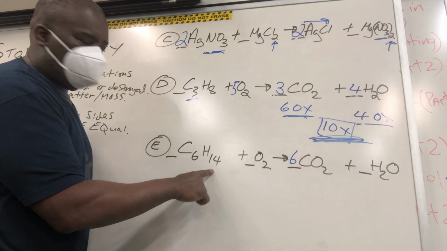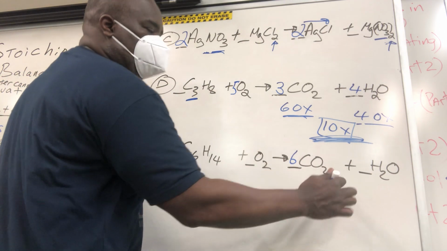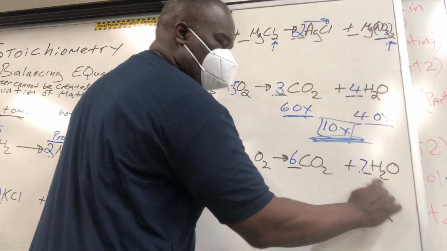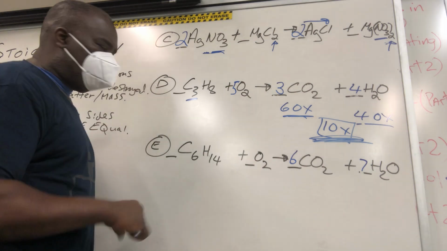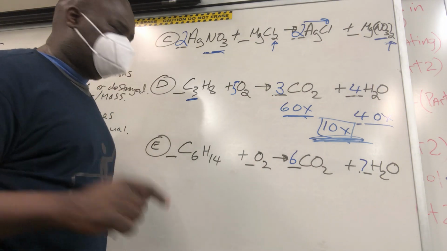Hydrogens, how many we have here? We got 14 hydrogens, right? So we're going to put a 7 in front here. 7 times 2 to make that 14. So our carbons are okay. Our hydrogens are okay. Let's fix the oxygens, all right?